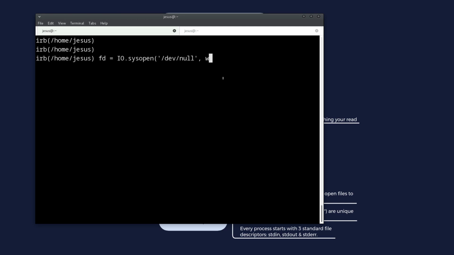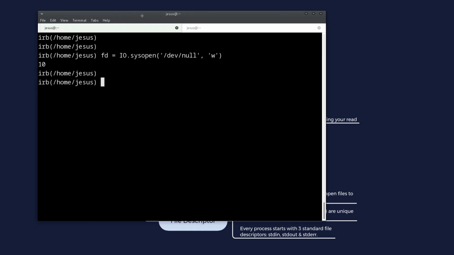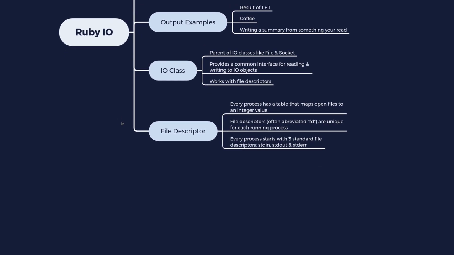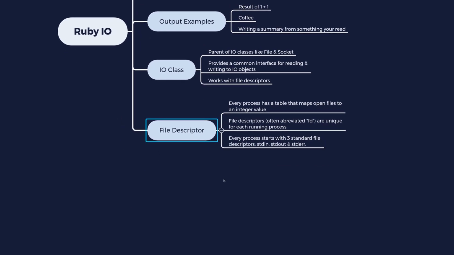So there are different modes that you can use to open one of these files. And what I get is a number, right? I get the number 10. What does this mean? What does this number represent? And why is this number useful at all? Well, here is where we come to this part, to the file descriptor.